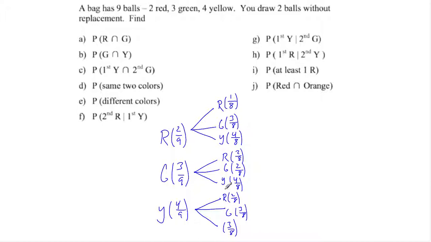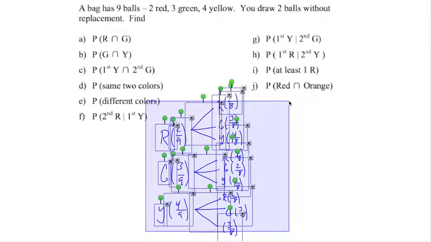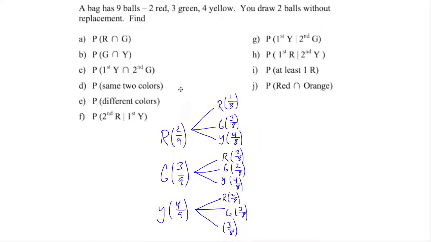Here, this shows me all my 72 possible outcomes. If you think about it, each of these little subgroups is 24. There are 24 outcomes when red is first, 24 outcomes when green is first, and 24 outcomes when yellow is first. So that gives me 72 total outcomes. Now I'm going to copy this, and we're going to use this over and over again. We're going to break these down one by one.